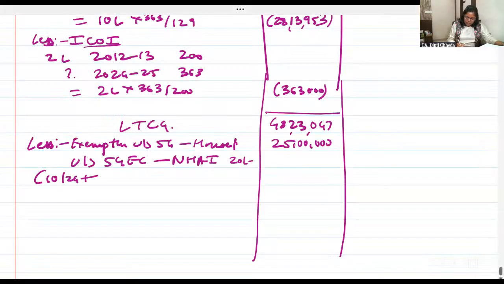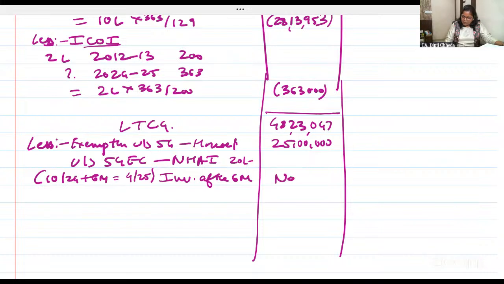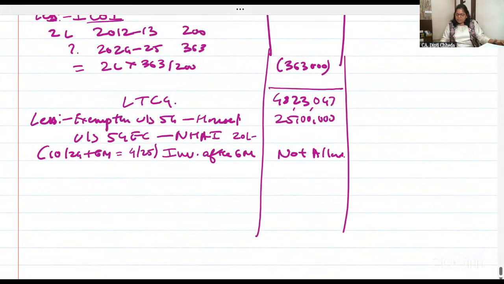Bonds is allowed, but you should have invested from October 24 plus 6 months, that is April 25. Investment is made after 6 months, not allowed. You have to write like this, or you have to write a note down कि NHAI bonds में though you have put 20 lakhs, it's not allowed.